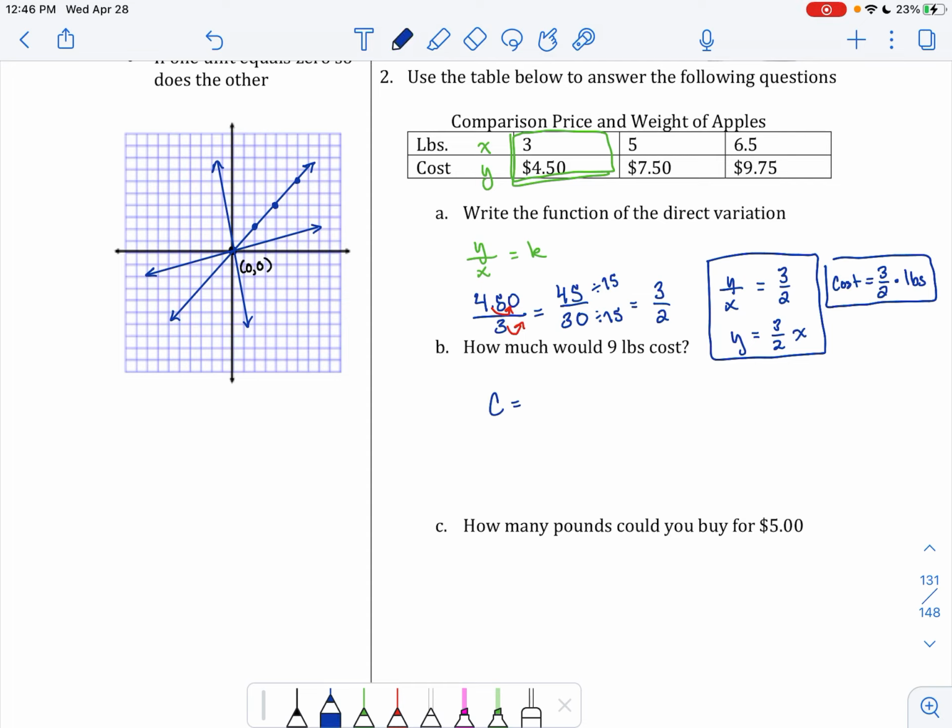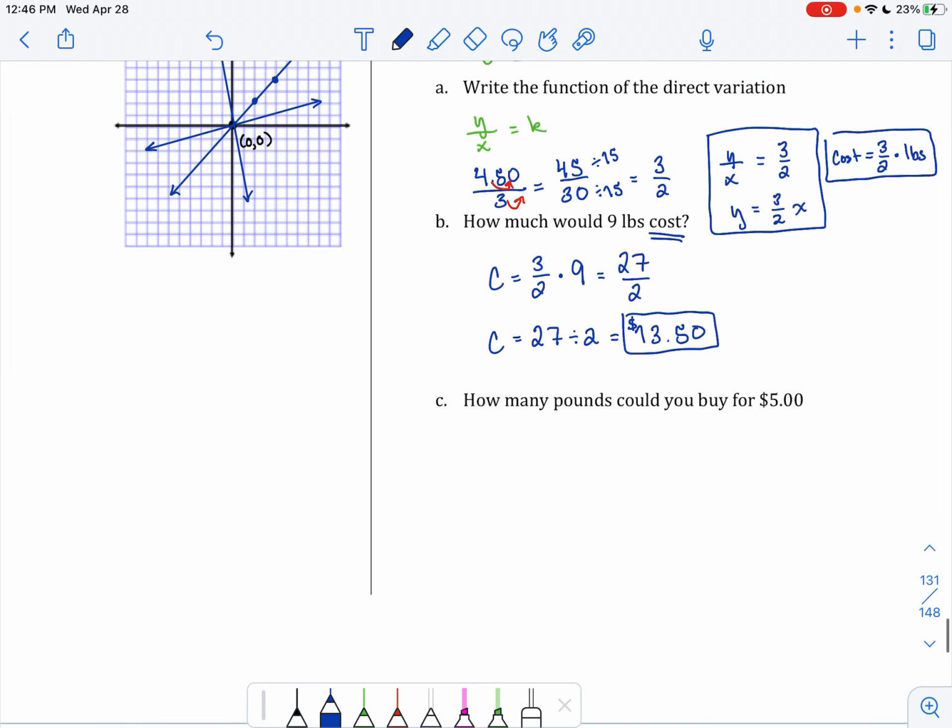So what I would say is that cost is equal to 3 over 2, 1.5 if you like, and we want 9, so that would be 27 over 2. And since it's asking about cost, I am going to turn it into a decimal because we're dealing with money. So in this case, cost is equal to 27 divided by 2, which would be 13.50, include the unit, which is dollars.